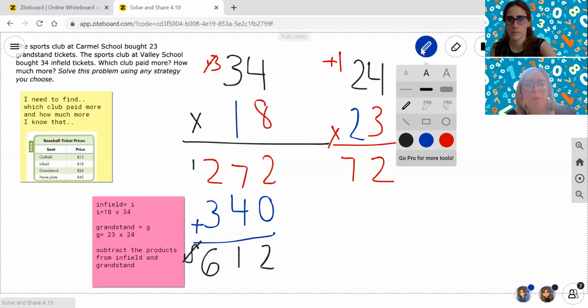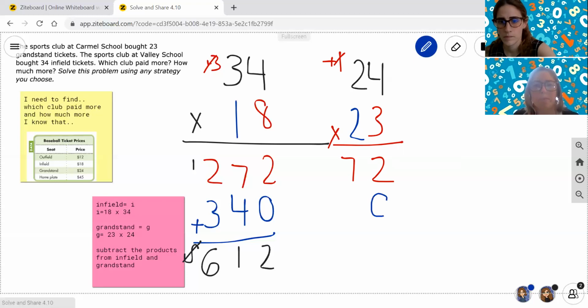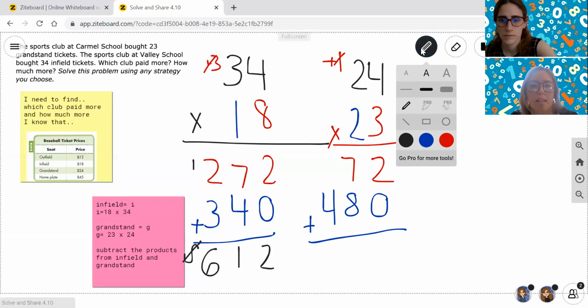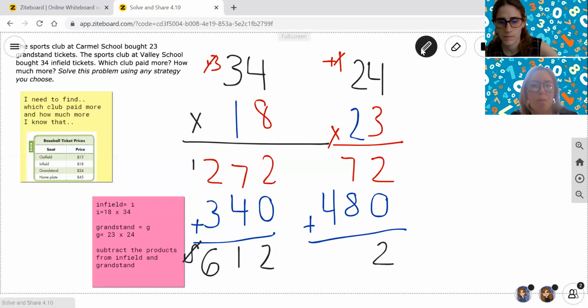Now I need to put a placeholder under my 2 in the ones place so that I can start multiplying the 2 in the tens place. Now I can multiply 2 times 4, which is 8, and 2 times 2, which is 4. I've multiplied all of my digits. Now I can add my partial products. 2 plus 0 is 2. 7 plus 8 is 15. Write my 5, regroup my 1. 1 plus 4 is 5. So the Carmel School spent $552 on grandstand tickets.